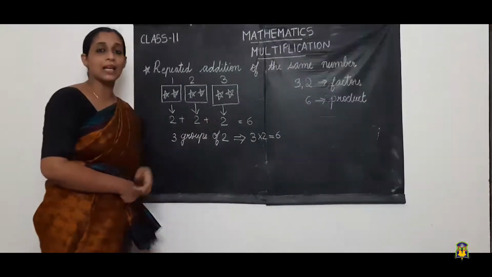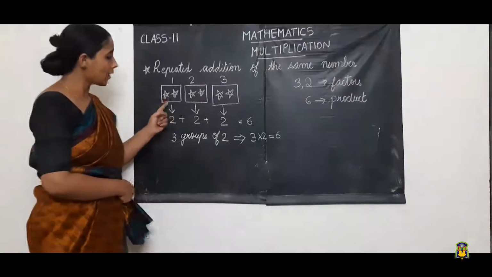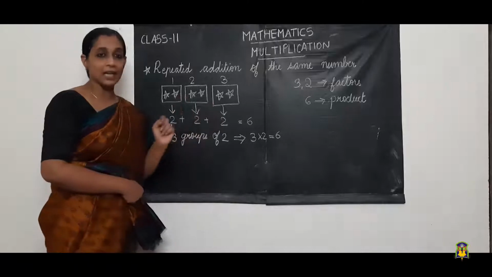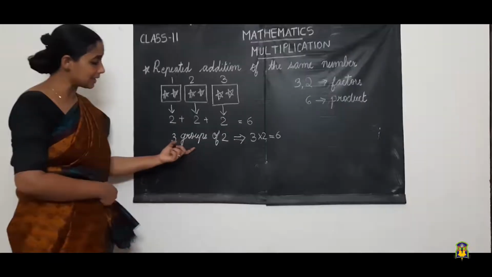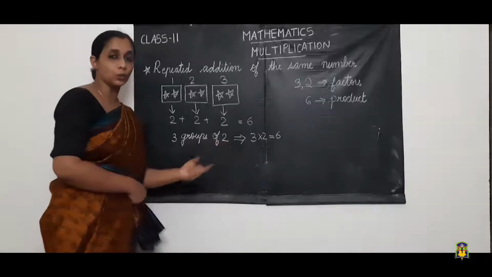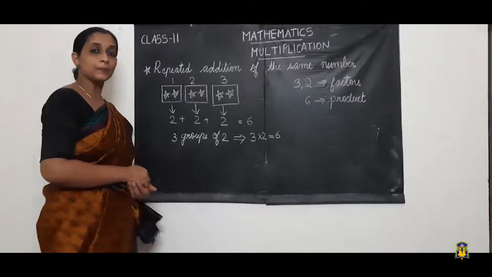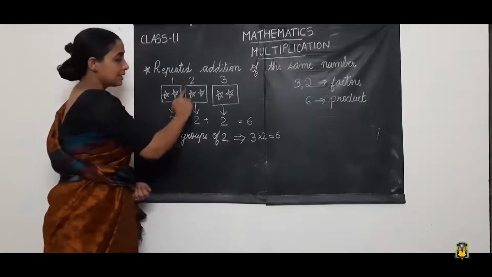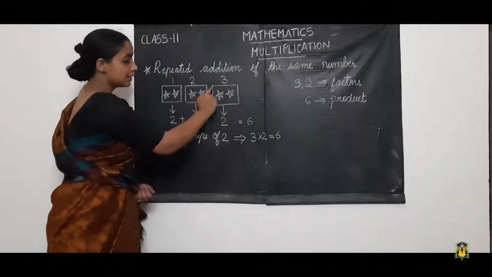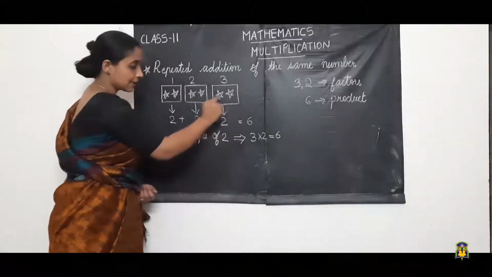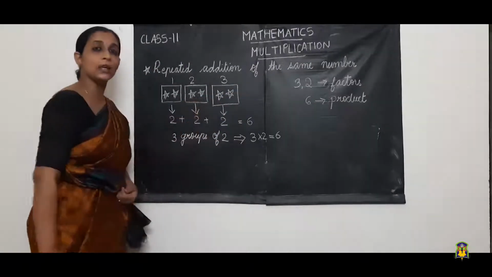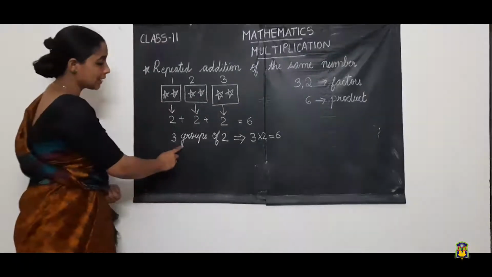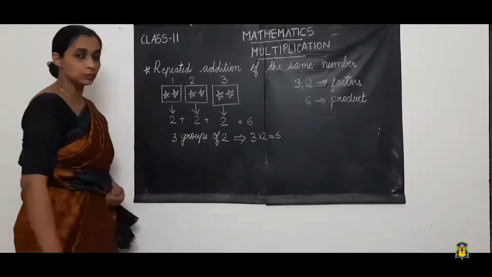The same thing we can write in one more way. See, how many groups or how many boxes do we have? 1, 2, 3. We have 3 boxes. So we can write it as 3 groups of 2. In the first group we have 2 stars. In the second group we have 2 stars. In the third group we have 2 stars. So we have 3 groups of how many stars each? 2 stars each. That is 3 groups of 2.